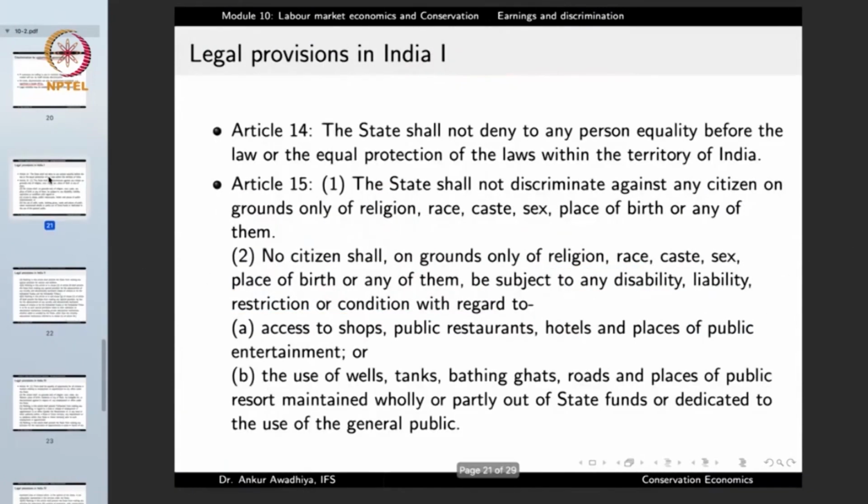And in our country, we have a number of such legal provisions, especially in our constitution. So, Article 14 in our constitution says that the state shall not deny to any person equality before the law or the equal protection of laws within the territory of India. So, our constitution is saying that every person is equal in the eyes of the law and will get an equal protection of laws. Article 15 says the state will not discriminate. The state shall not discriminate against citizens on grounds only of religion, race, caste, sex, place of birth, or any of them.